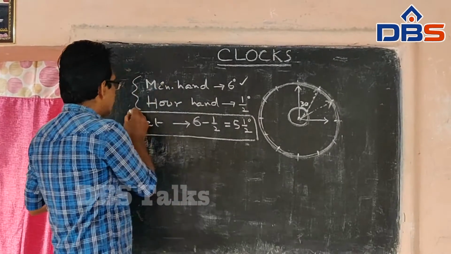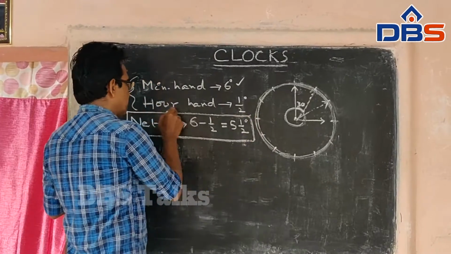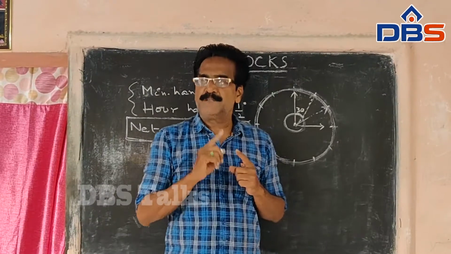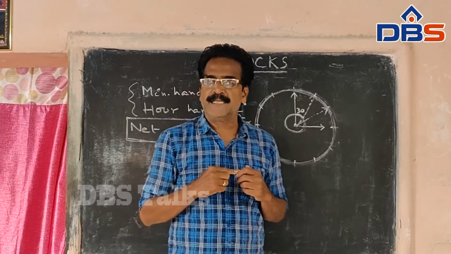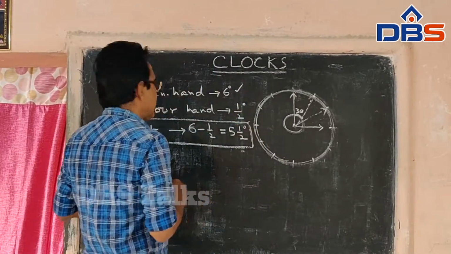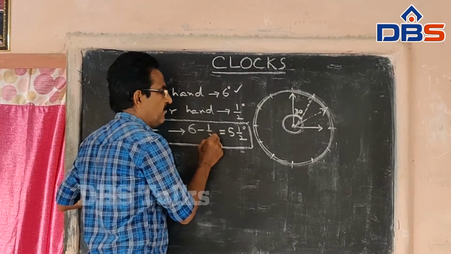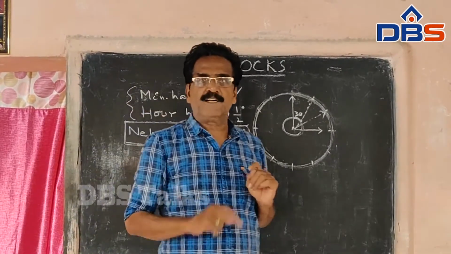So, this is the net result. What is the net result? Because of the rotation of these two hands, these two hands rotate in the same direction. So, the net angle, 6 minus half, 5.5 degrees angle will be reduced between the hands of a clock.